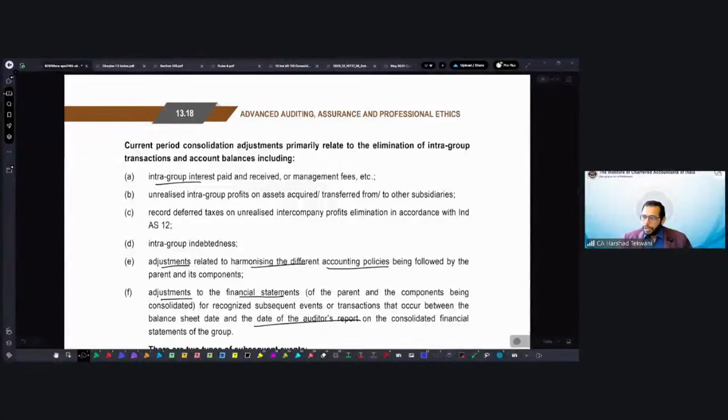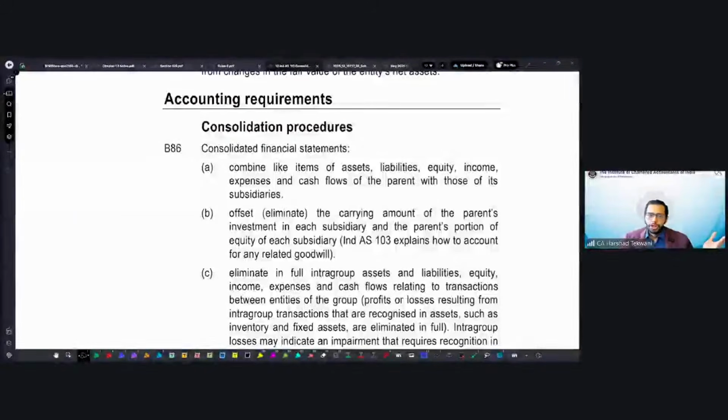So, is there any guidance? Yes, there is a methodology provided in Ind AS 110. For example, how to perform the consolidation procedure. There is an entire guidance given: combine the items of assets, liabilities, equity and income, offset and eliminate the carrying amount of the parent's investment.